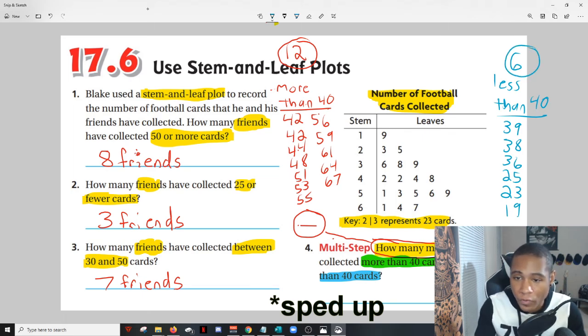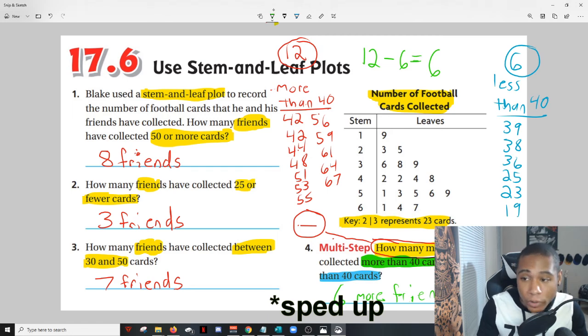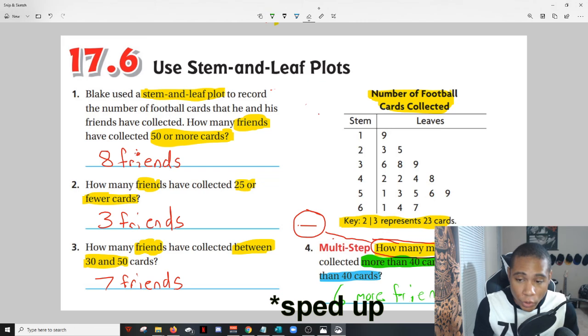So we have 12 friends that have more than 40 cards, and we have 6 friends that have less than 40 cards. We're going to compare them and find the difference between them. To do that, we will take 12 minus 6. Let's use the color green. 12 minus 6 equals 6. So there are 6 more friends that have more than 40 cards compared to the friends that have less than 40 cards.